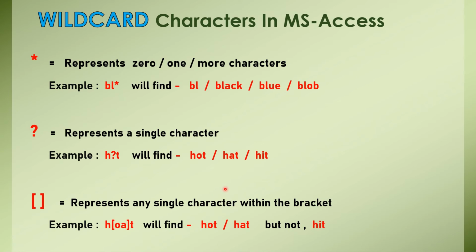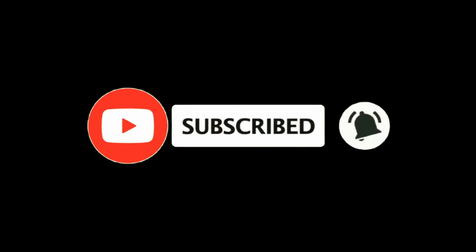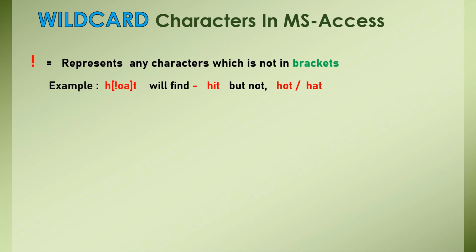Now let us understand some other wildcard characters that are used. The next wildcard character is the exclamation mark, and it represents any characters which are not in the brackets. Suppose you write H[!OA]T. It will represent any characters which are not present in this bracket. So it will find hit, but it cannot find hot and hat. It can even find other words also, but in which O and A should not be present. I hope you got this.